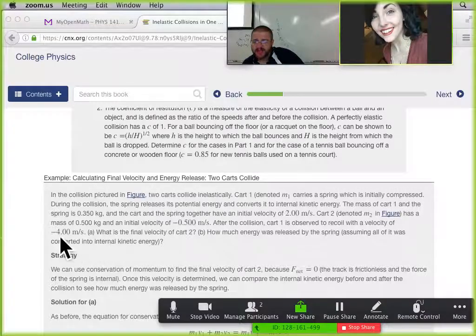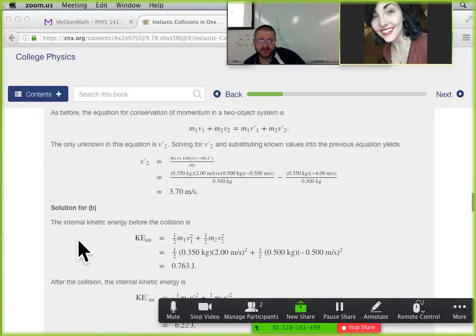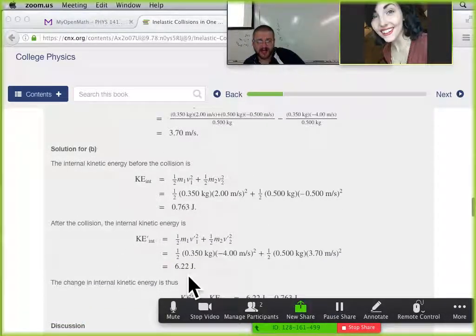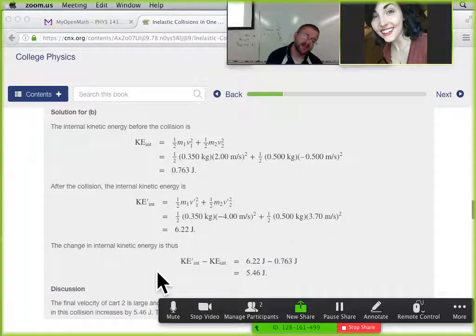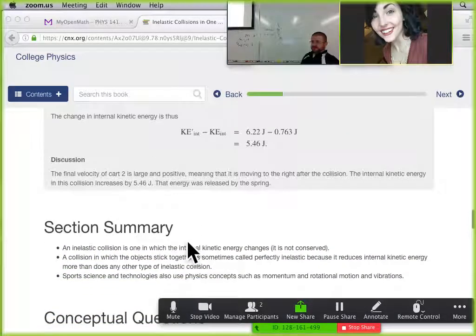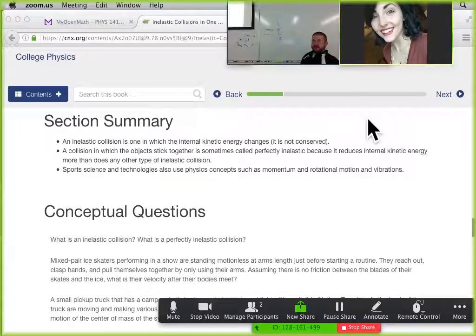Well, they've actually already given us the final velocity for the first block, so we're good. So we find the velocity of the second block, and then we use that final velocity for the second block with all the other velocities and masses that we know to calculate the kinetic energies to begin and the kinetic energies to end. And then you just take the difference and you get 5.46 joules. So because that's a positive energy right there, a positive 5.46 joules, taking the final minus the initial, that tells us that energy was added to the system. And it was added by the spring in the middle. We had some potential energy stored up in the compressed spring that was released into the collision.